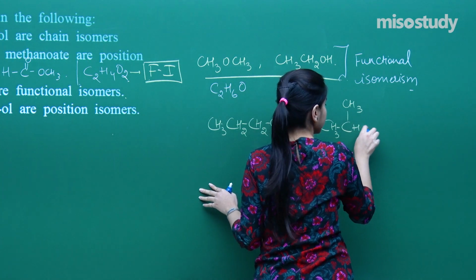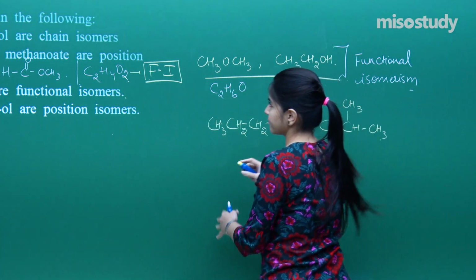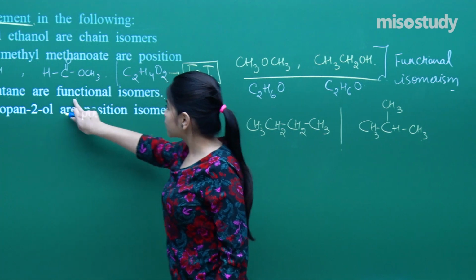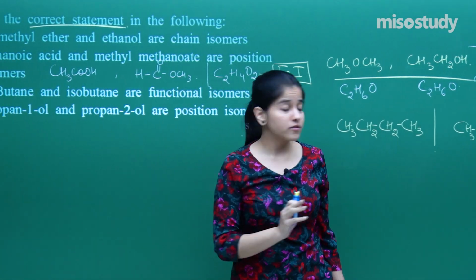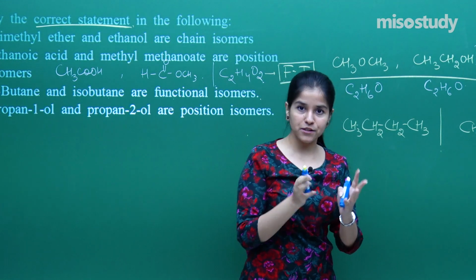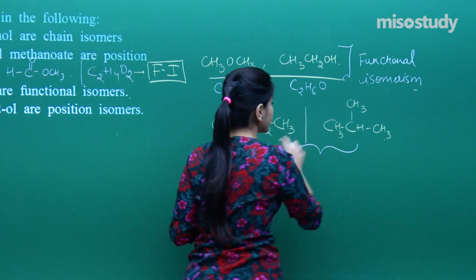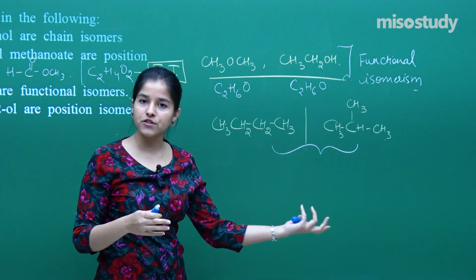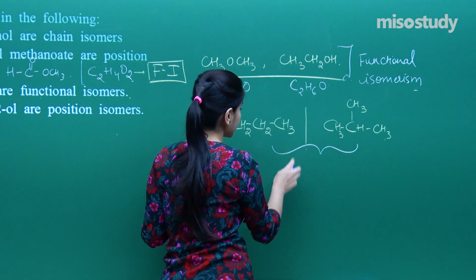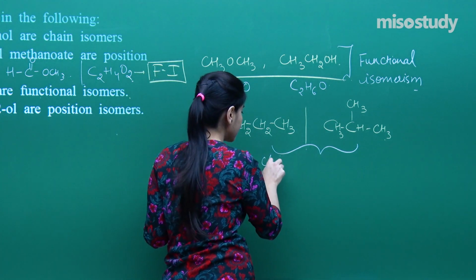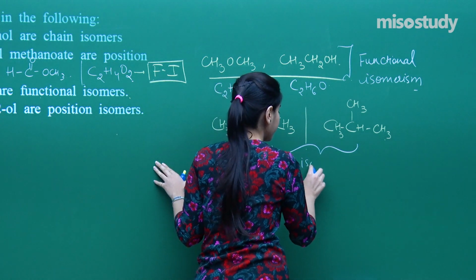That is isobutane. N-butane and isobutane are functional isomers. Is it so? If you see, the chain has been changing. So it is nothing but the chain isomers, not the functional. Because here there is no kind of a functional group or a double or a triple bond present. So this is chain isomers.